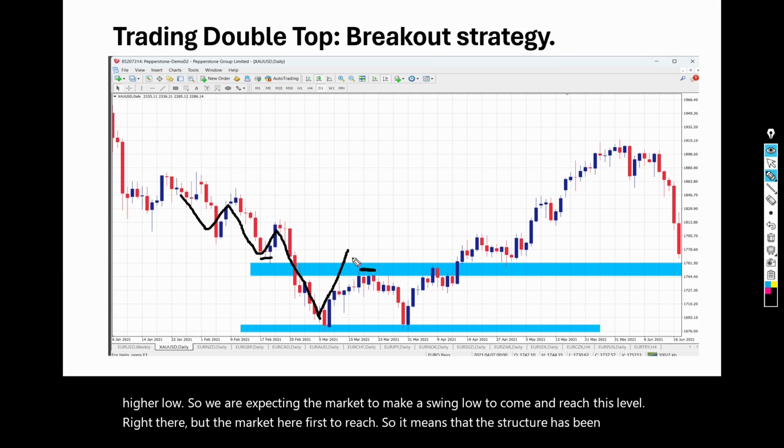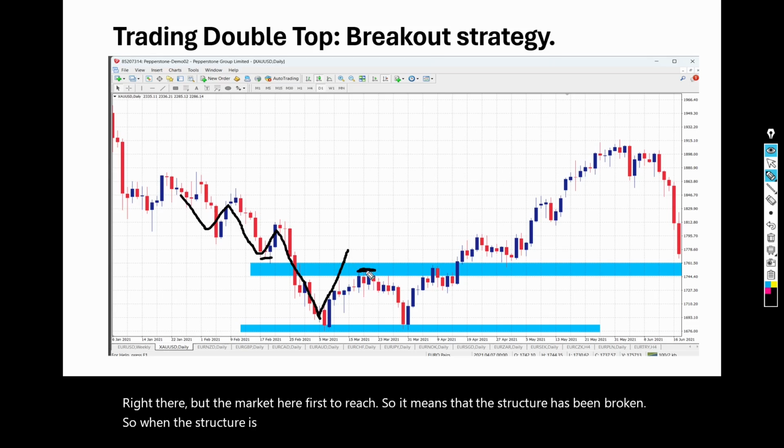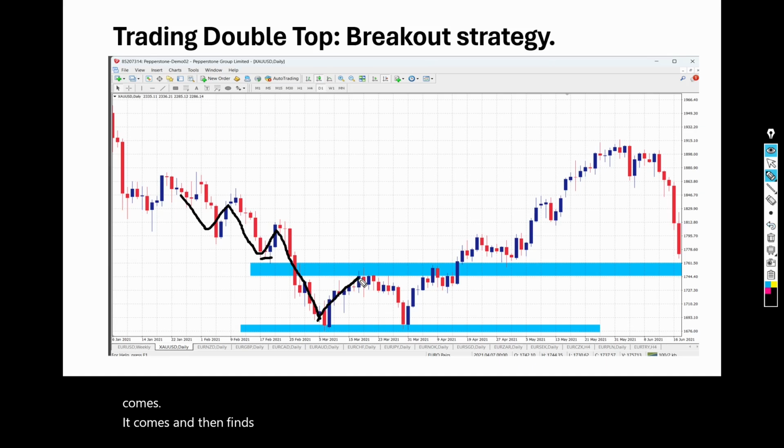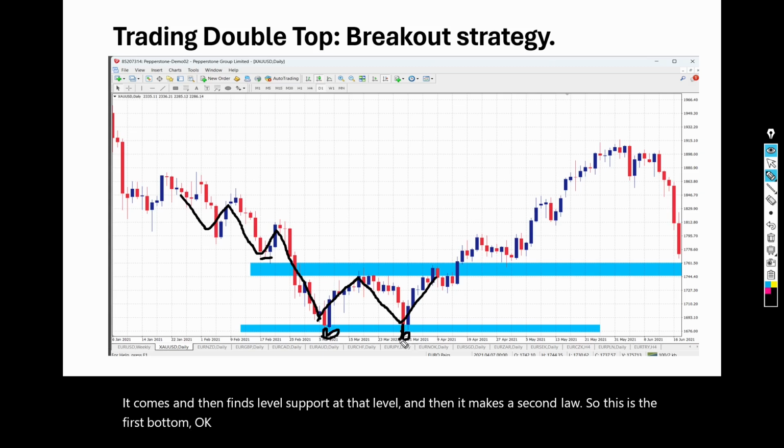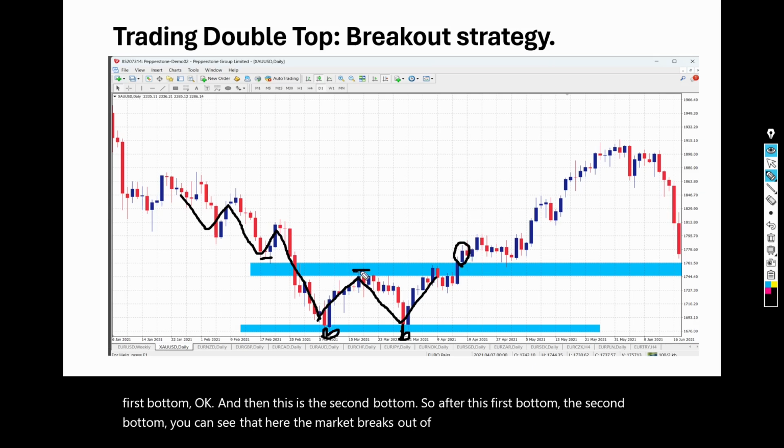When the structure is broken, you can see that here it creates a level of support, and then it comes and finds support at that level, and then makes a second low. So this is the first bottom, okay, and this is the second bottom. After the second bottom, you can see that here the market breaks out of the neckline, this level of support here.